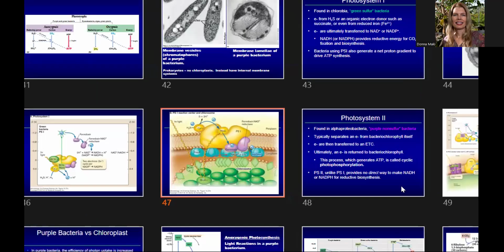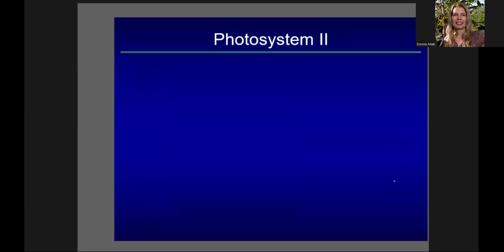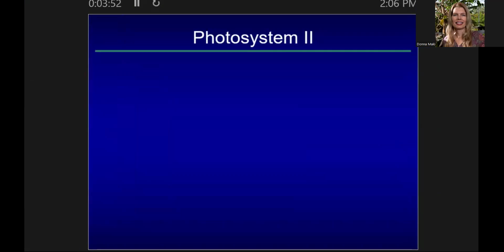Then we talked about photosystem 2. So there's some microbes that do that. And they give them the cute name purple non-sulfur bacteria. So that's the example I'll give you. They're in the group alpha proteobacteria, which is a huge group that includes things like E. coli and others.